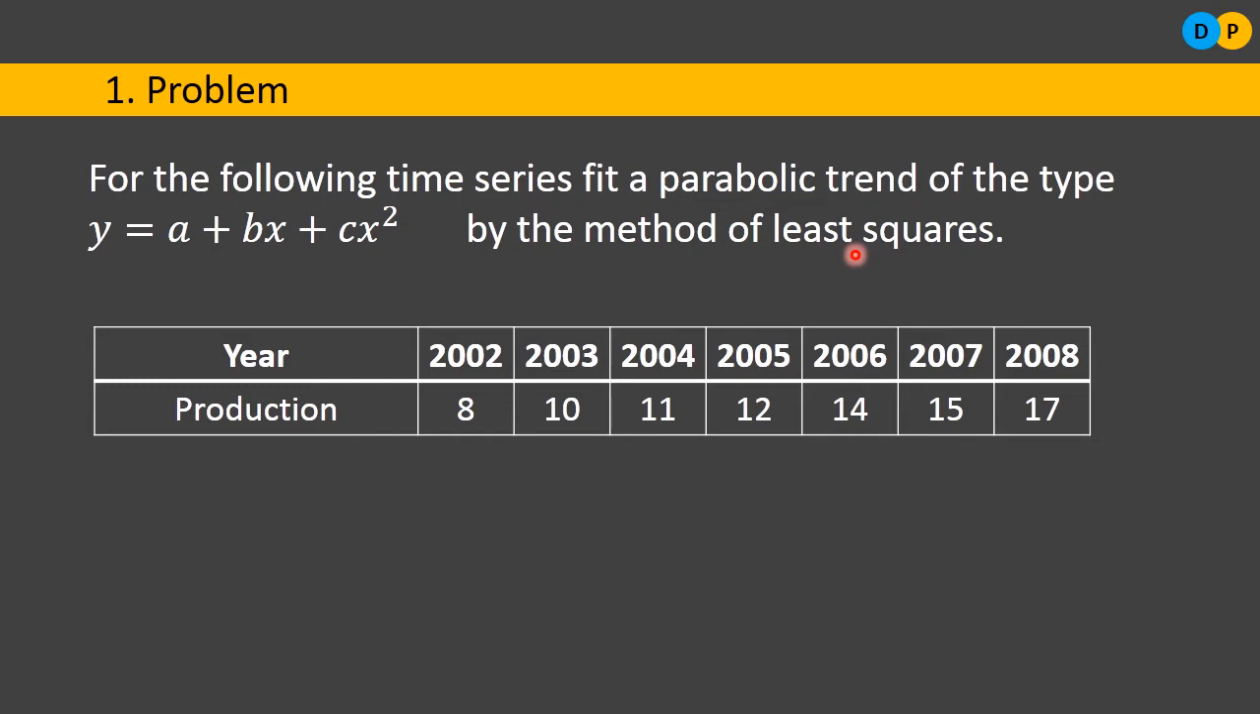In least squares there are three different methods. The first one is straight line. Now we are studying parabolic. Another one is the exponential. So this is a given time series data. They have given the year and production. These production values are called y values, the variable values, and here they are the time points.